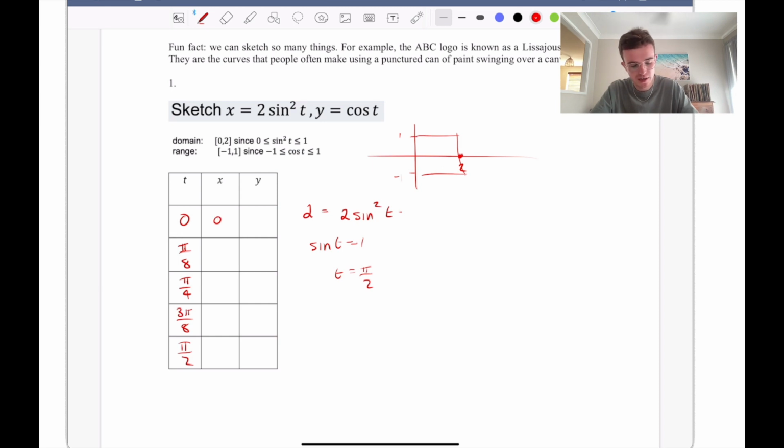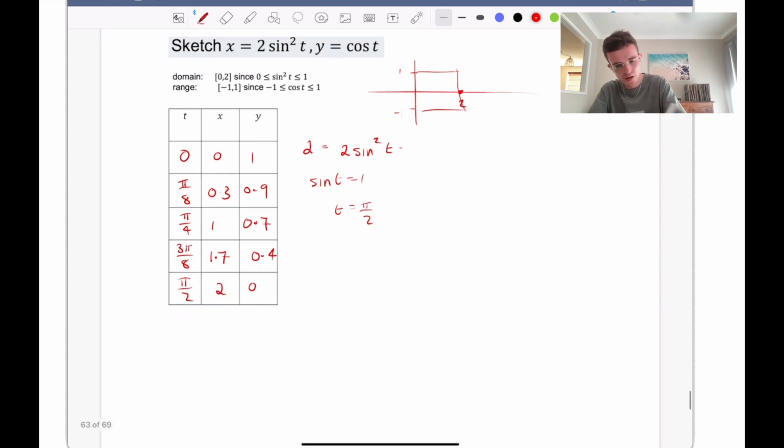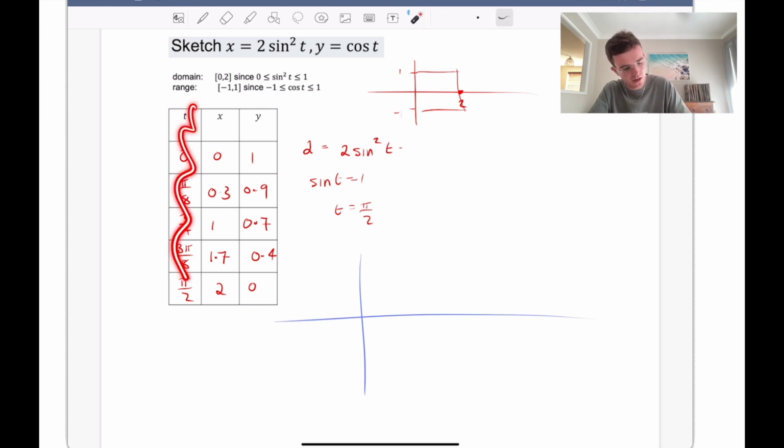If you do all of those, you get the points 0, 0, 1, 0.3, 0.9, 1, 0.7, 1.7, 0.4, and 2, 0. So let's just sketch that. We've got 0, 0, it was 0, 1. We don't care about these t values anymore. We're doing x and y. So 0, 1, and then it looks like we're just going down. 1, 2, 3. And then we've got here, that's a 2. So I think the curve looks like that.